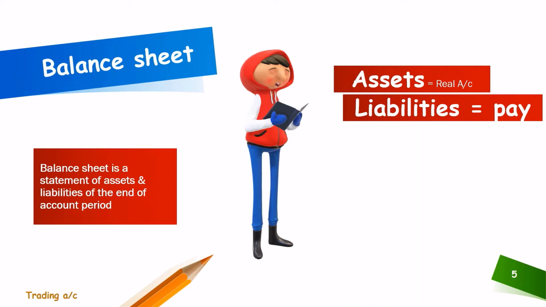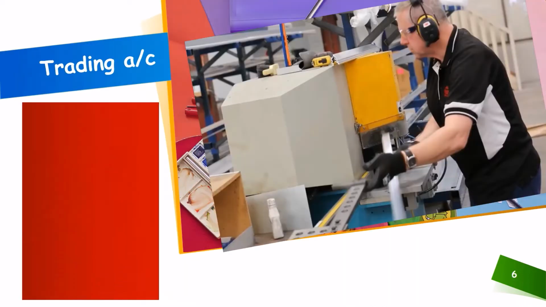So now first we go with the trading account. In the trading account, we record all transactions which are related to the manufacturing unit. All expenses are recorded on the debit side and all incomes are recorded on the credit side, meaning expenses on the left hand side and all incomes on the right hand side.